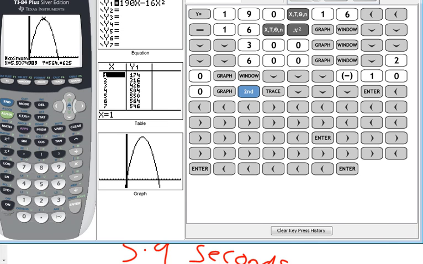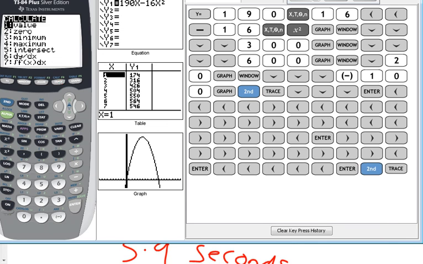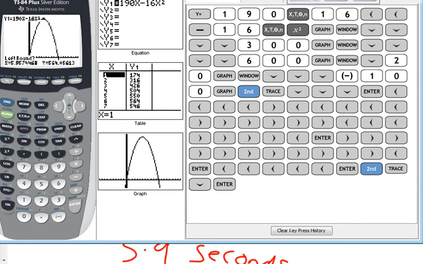What you're going to do is you're going to calculate again. So go to second trace. We have calculating a value, calculating a 0, calculating a minimum, calculating a maximum. This time we are going to calculate a 0. So go down to number 2, calculate a 0. Once again, it's going to ask for a left bound and a right bound.